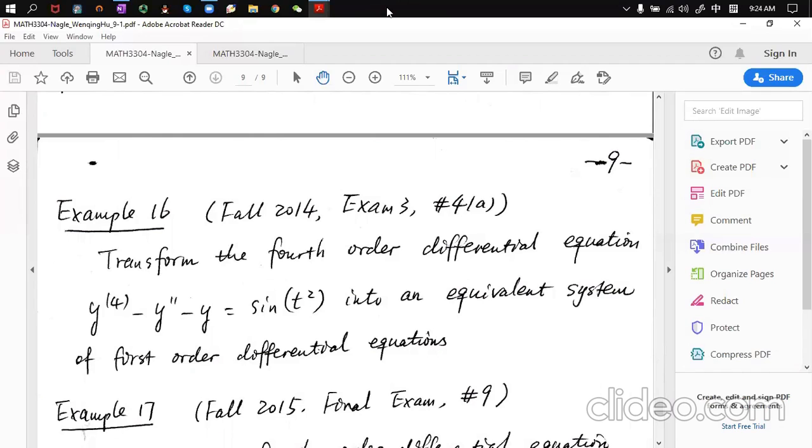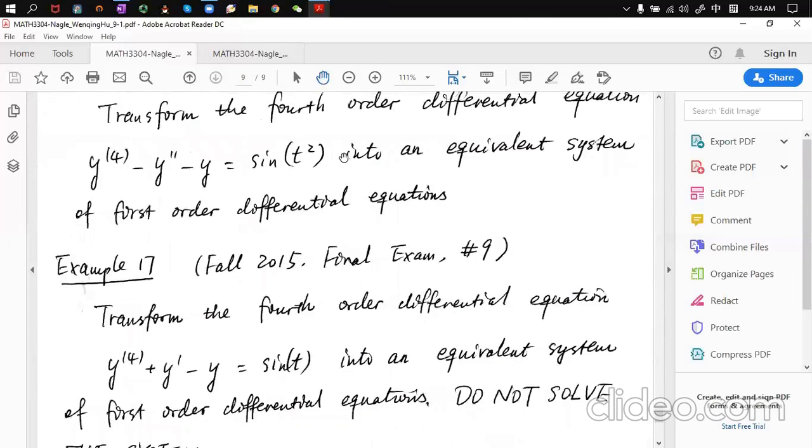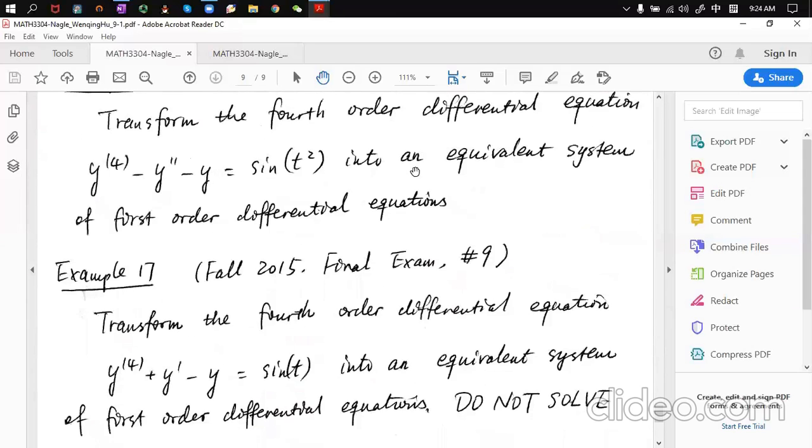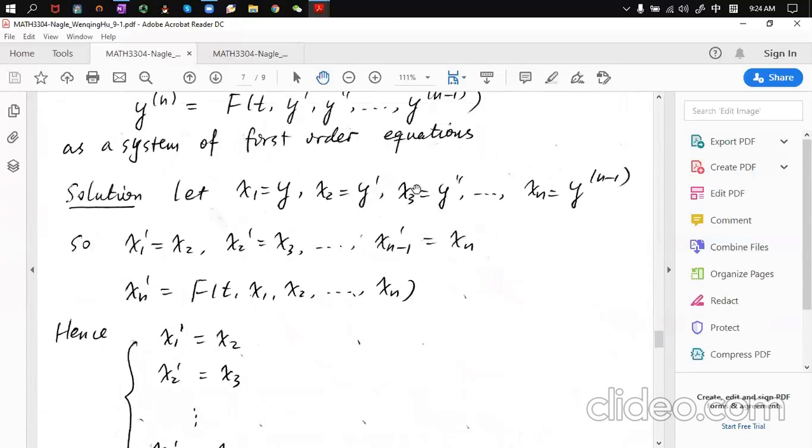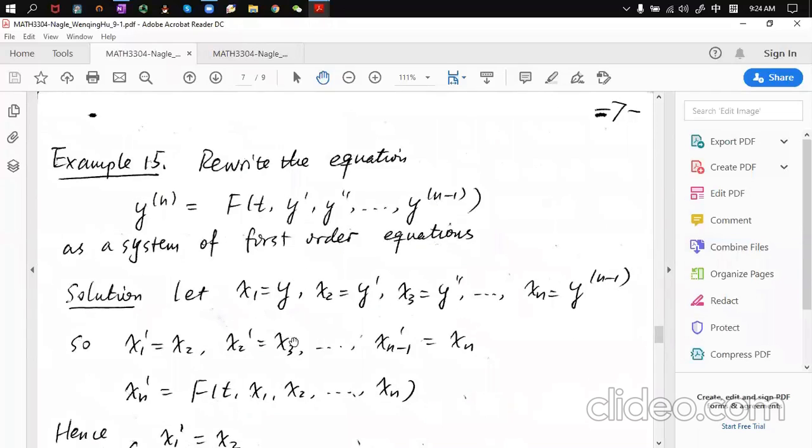For example, here I have listed two more examples that are related to this issue. If you have a differential equation, you're asked to turn it into a system of first order equations. These are high order differential equations, and you're asked to turn them into systems of first order differential equations. Please take a look at these two examples, as they might help you prepare for the next exam. It won't occur today, but it might help you prepare for the next exam. That's all I want to have for this one.